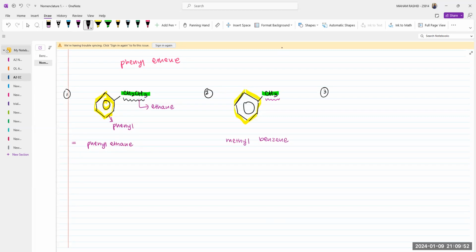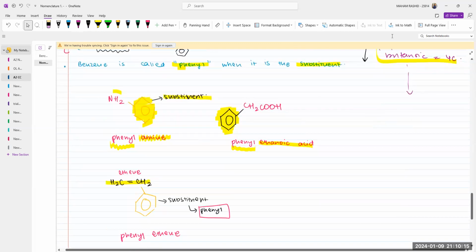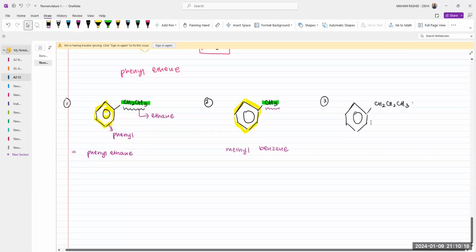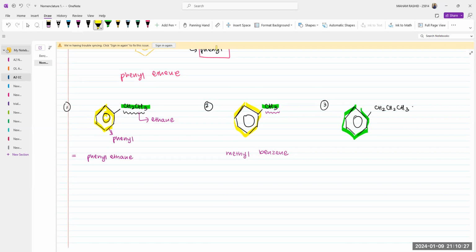Example number 3. Okay. Does this satisfy any of the conditions here? This has 3 carbons. It does, right? So in this case, benzene is your substituent, and this compound is your root name, right?